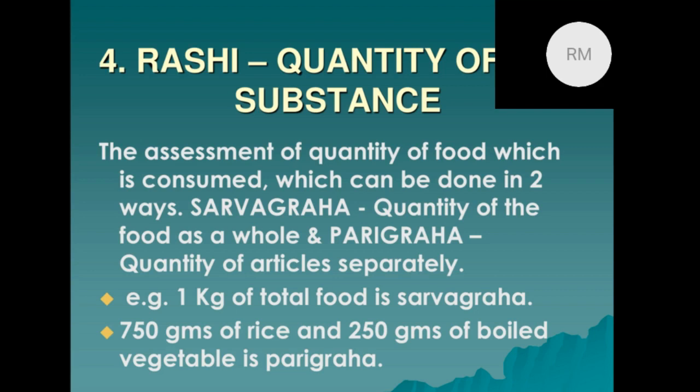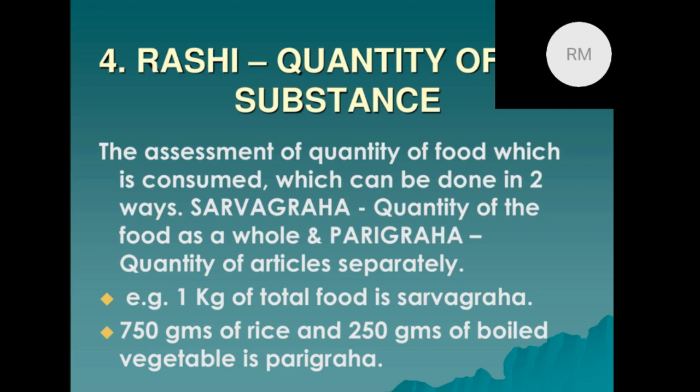What is the total amount of food that a person has to eat? And what is the amount of each substance that a person has to eat? So this is called the quantity of the substance. So this is also very well laid out, how much quantity of each item a person should eat.